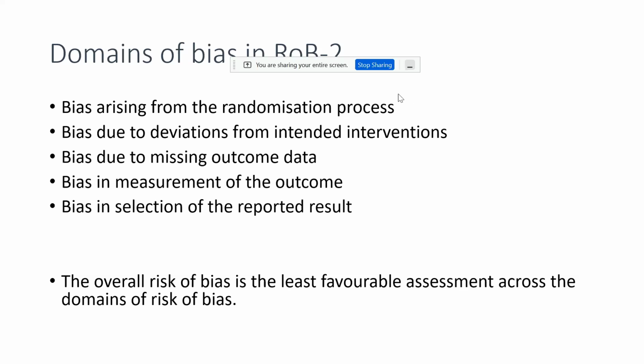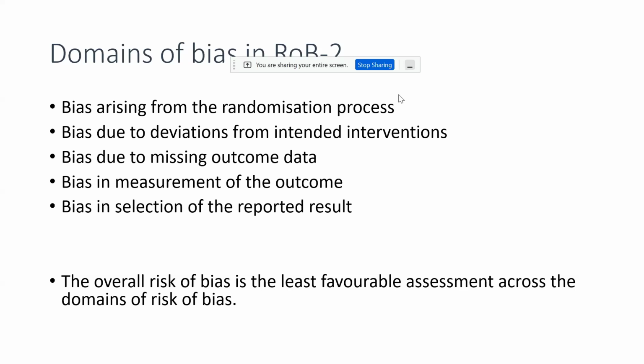On the other hand, if the domains were low, some concerns, high risk, low, some concerns, then what would be the overall risk of bias? High risk, exactly. So it will be high risk of bias. The least favorable is high risk, followed by some concerns, followed by low risk of bias, as expected. And if any of these are high risk, then the overall risk of bias becomes high risk.